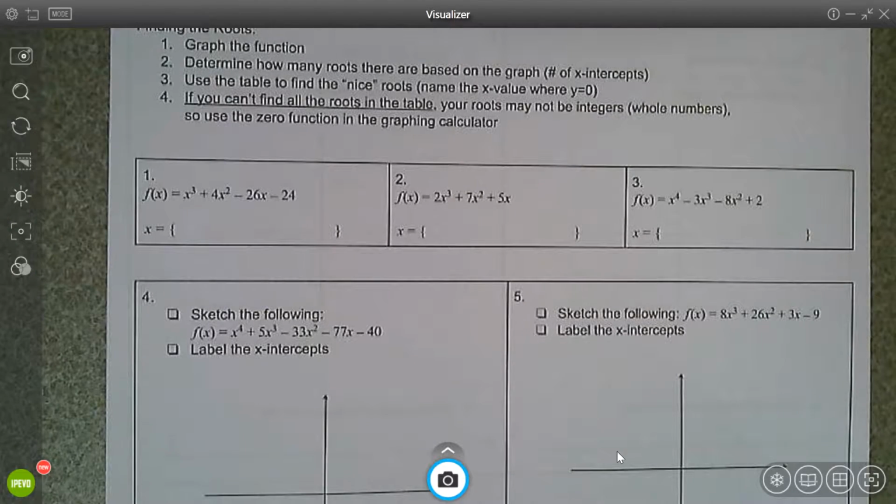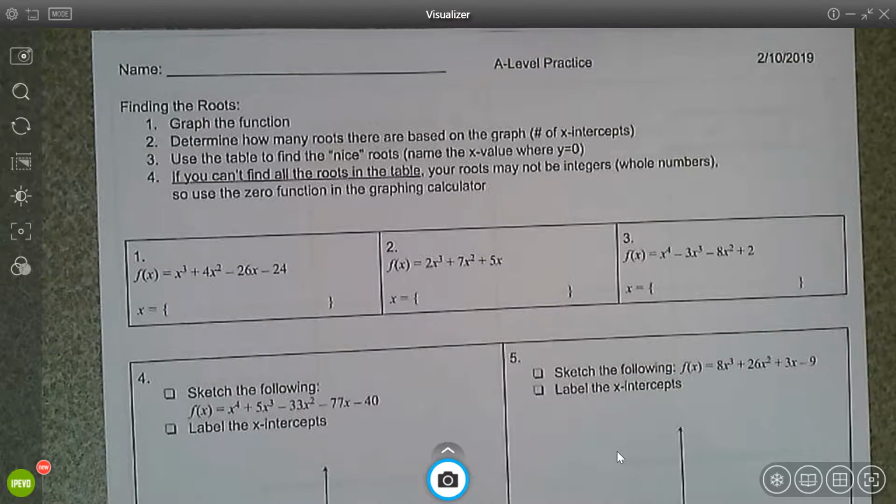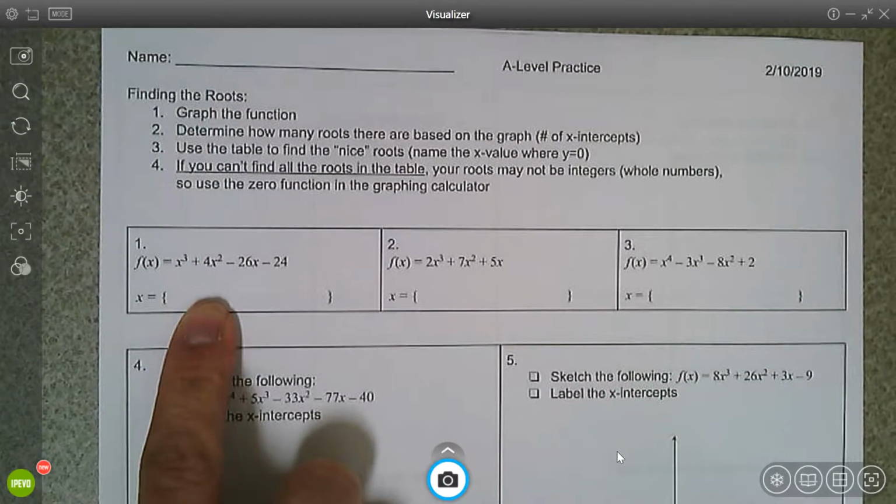This video is going to provide you with information for solving polynomials graphically using what we're going to call our A-level practice. So many of the things that we're doing are the same as finding the roots from the graphing calculator, but there's a little component we're going to add on to it. So I'm going to walk you through problem number 1 right here.